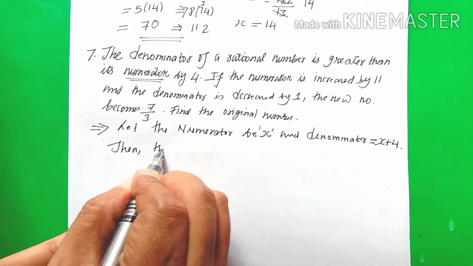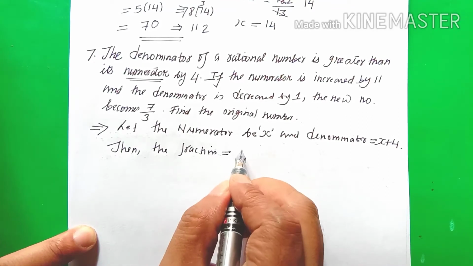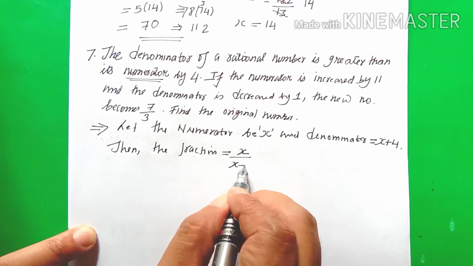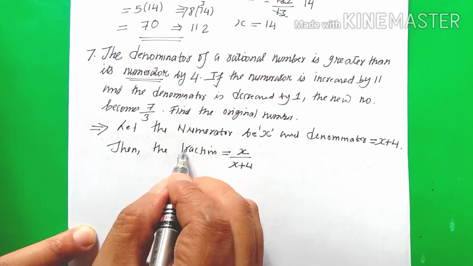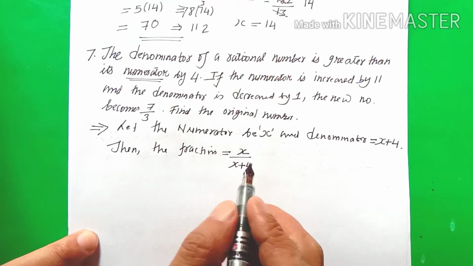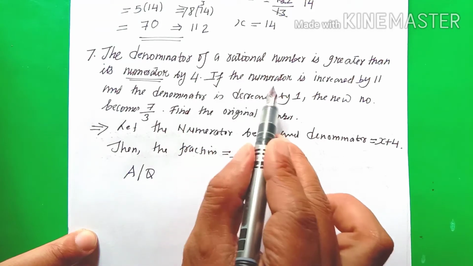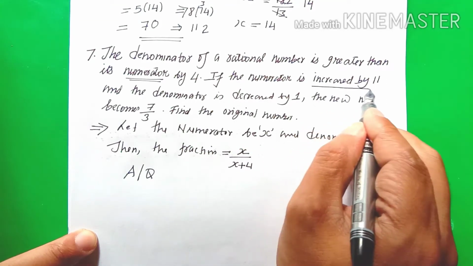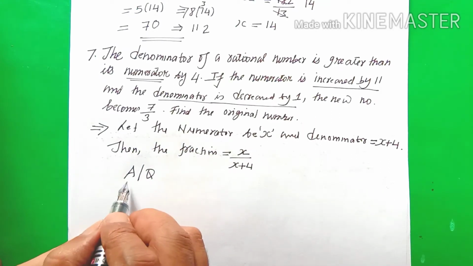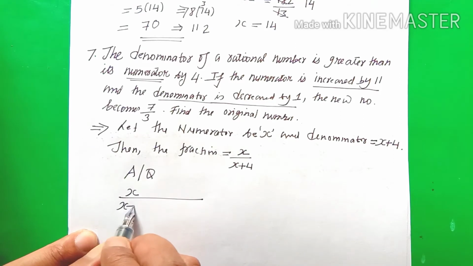Then the fraction is given by numerator divided by denominator, so numerator x upon denominator x plus 4. This will be our original number. To get the original number, we need the value of x. According to the question, the numerator is increased by 11 and the denominator is decreased by 1. So first we take the fraction, which is x upon x plus 4.